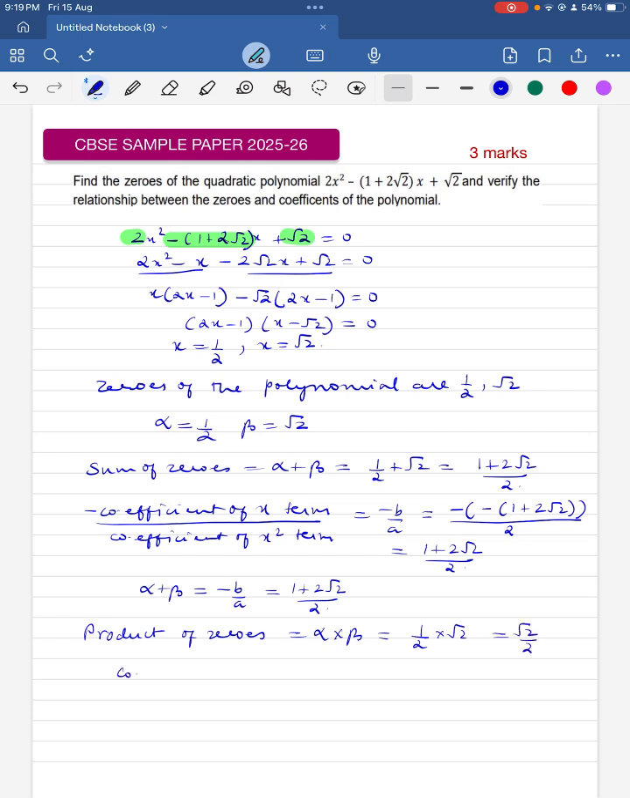Now I can find the value of the constant term, which is c, divided by the coefficient of the x squared term. So that's equal to c by a, and c here is root 2, so root 2 divided by a, which was 2. Okay, so therefore we got the value of alpha times beta equal to c by a, and that's equal to root 2 by 2.